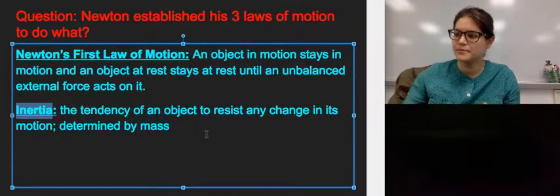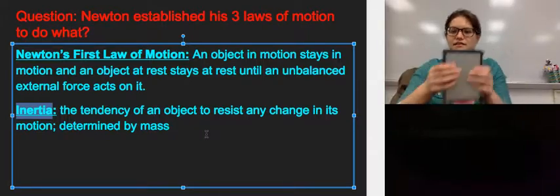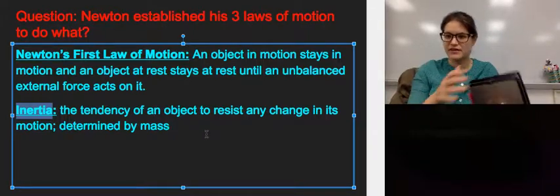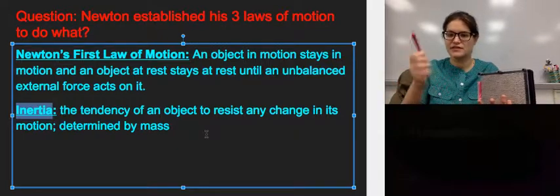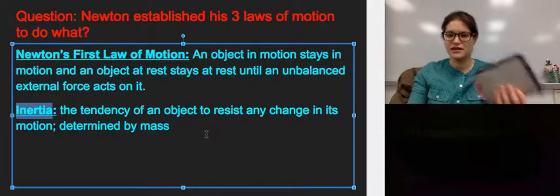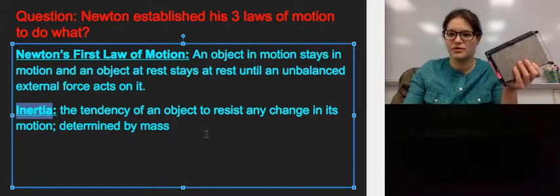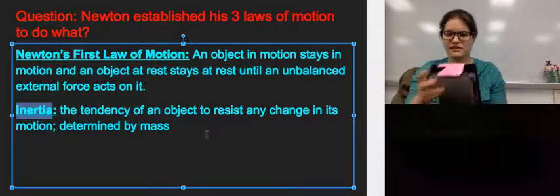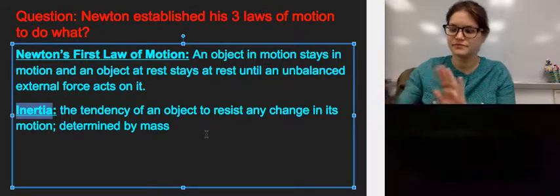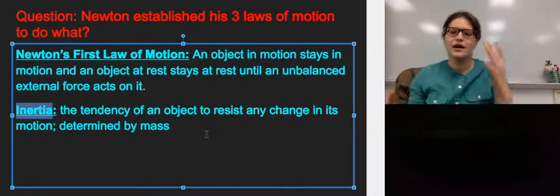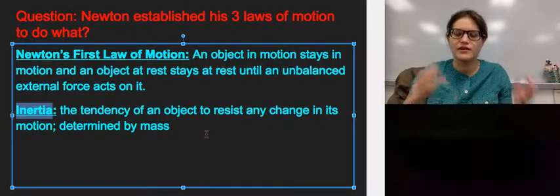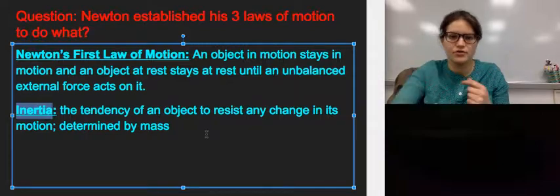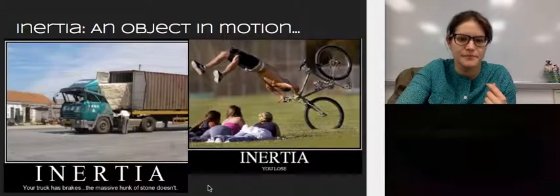For example, if I've got this object here, this object is pretty heavy, and then my pen is pretty light. It's a lot easier for me to change the motion of this pen than it is for me to change the motion of this other object, whatever this is. I don't have a name for it. So heavier objects will resist a change in motion more, and that is both if they're at rest or if they're already in motion. Let's look at a couple examples.